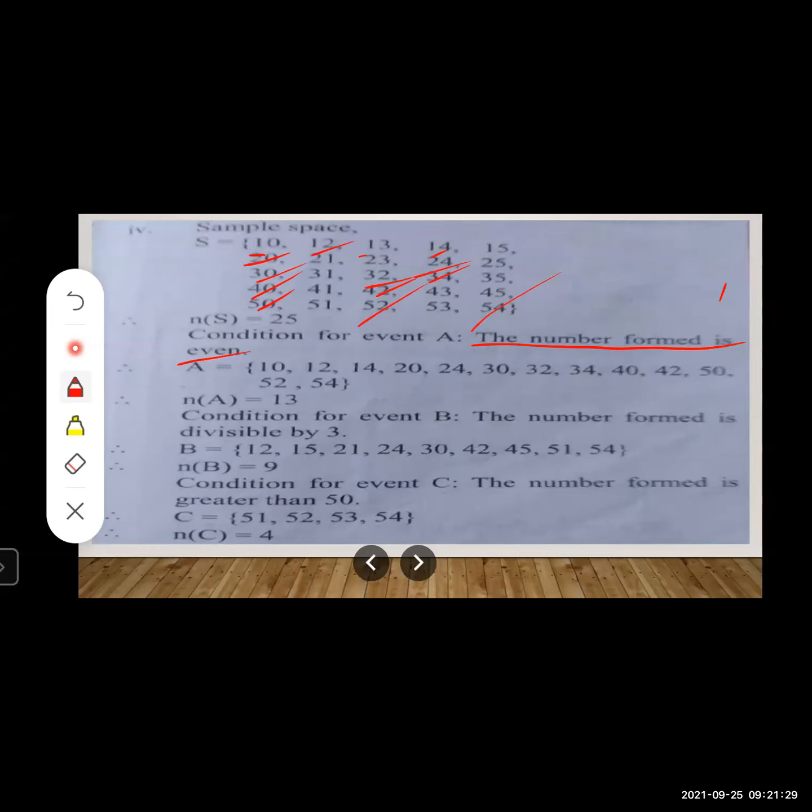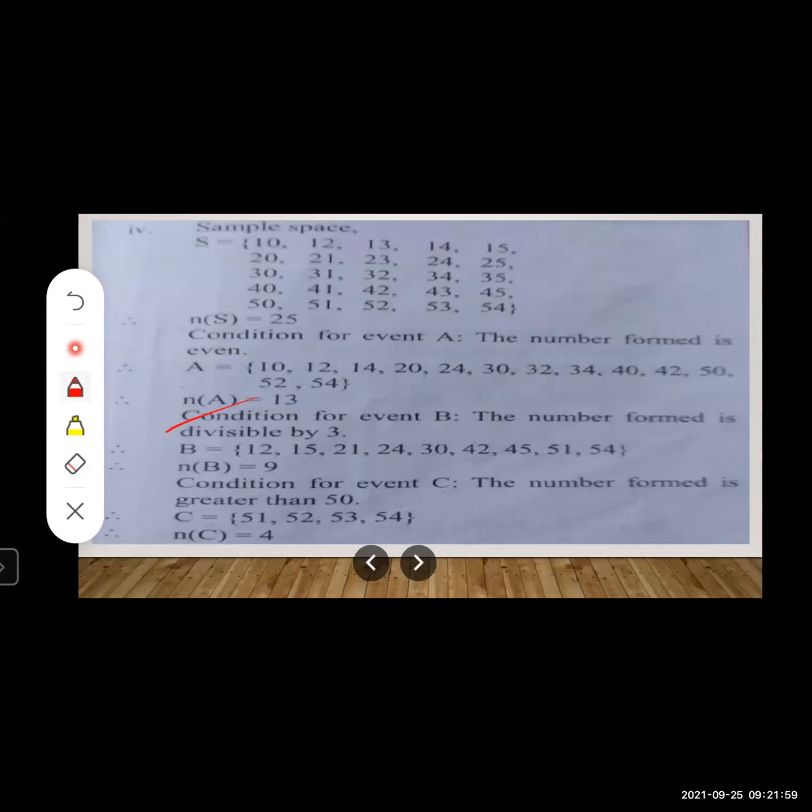Count all these even numbers. How many are there? If you count this, it comes out to be 13. So you will write the number of sample points of event A as n(A) is equal to 13. Right, students? Okay. Now let us move to the next condition. What is the next condition? The next condition, for event B, is given as: the number formed is divisible by 3.